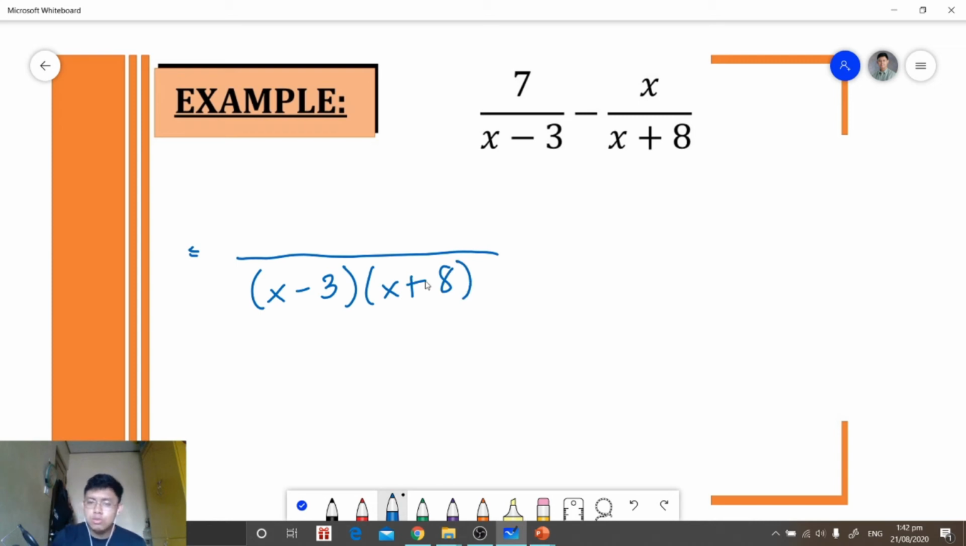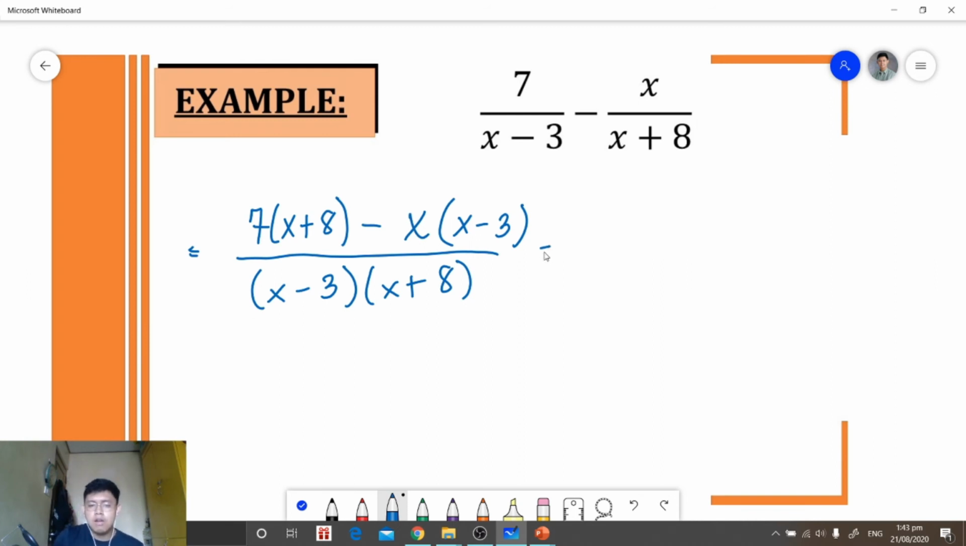To get our new numerator, we need to divide our new denominator by our old denominator and multiply it to our old numerator. So this divided by x minus 3, we have x plus 8. So x plus 8 times 7. So 7 times x plus 8. Then copy the operation. Our new denominator divided by the old denominator, that is equal to x minus 3. Then multiply that to our old numerator, which is x.